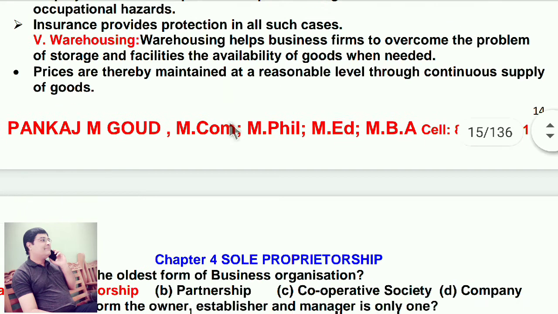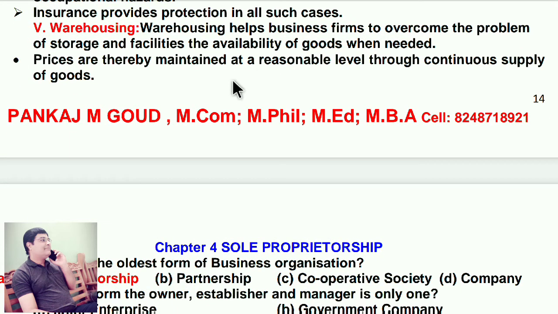Now, fifth point and a very important point, warehousing. Warehousing helps the business firms to overcome the problem of storage and facilitates the availability of goods when needed. Prices are thereby maintained at a reasonable level through continuous supply of goods. So warehousing is needed. Okay, understand students? This is an important lesson and an important essay. So the third lesson is completed.